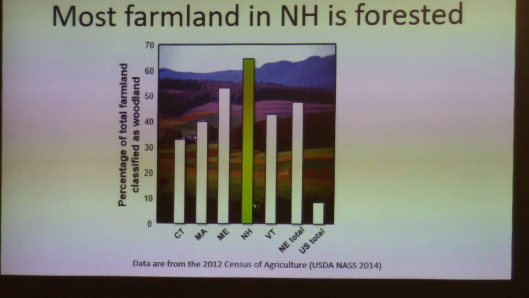So the percentage of total farmland classified as woodland is very high in the New England states. And in fact, it's the highest in New Hampshire. So greater than 60% of the farmland that is classified as farmland has significant forest cover. And so it makes sense that if we're looking to increase the amount of land for agriculture, then we have to think about this forested land.